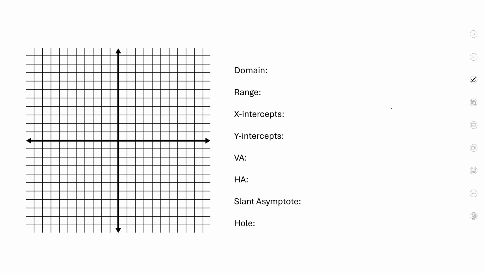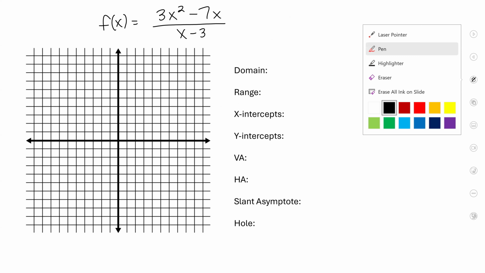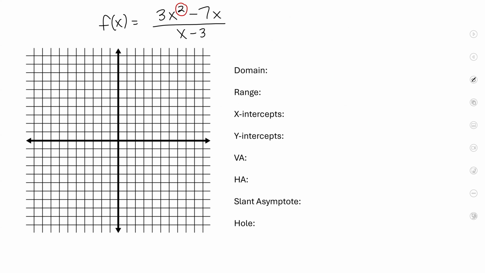I'm going to give you f of x equals 3x squared minus 7x over x minus 3. Do you guys see how the degree in the numerator is 1 degree bigger than that of the denominator? That means you are going to have a slant asymptote. The way we find the slant asymptote is we divide. I'm going to divide these two. So here I'm going to do synthetic division.